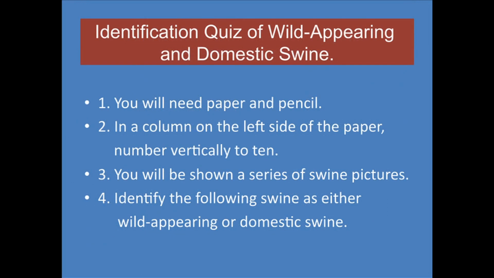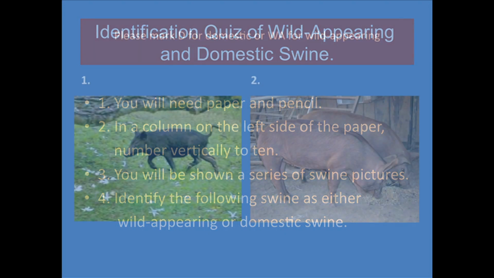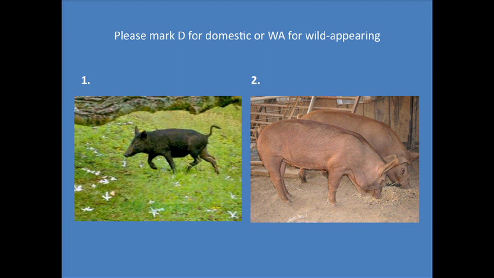Now, if you feel ready, we will try the identification quiz to see if you can spot the differences between wild-appearing and domestic swine. If you need more time, go back to slide 4 and review it before proceeding. You will need paper and pencil. In a column on the left side of the paper, number vertically to 10. You will be shown a series of swine pictures. Identify the following swine as either wild-appearing or domestic swine. Please mark D for domestic or WA for wild-appearing.